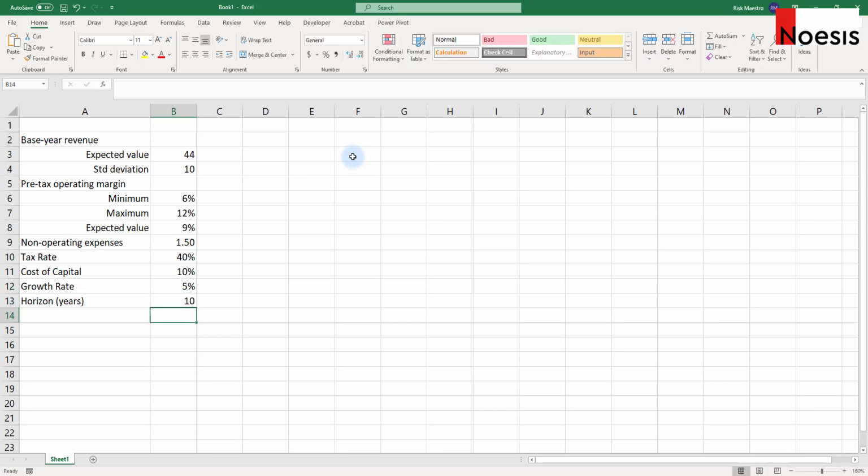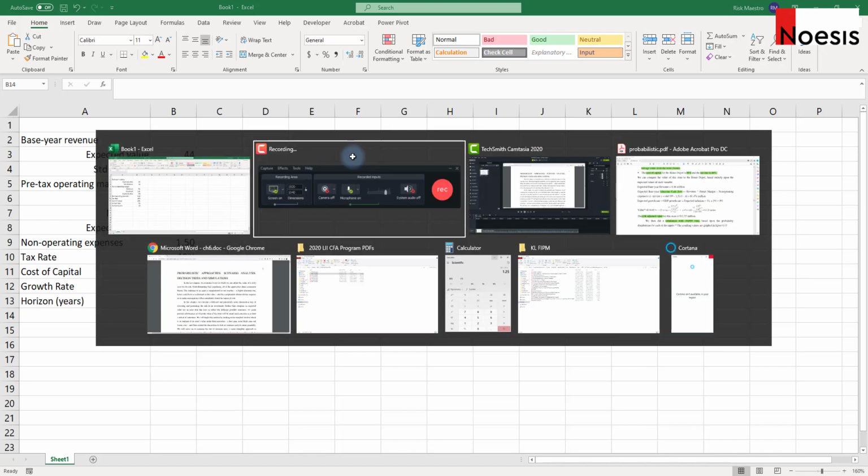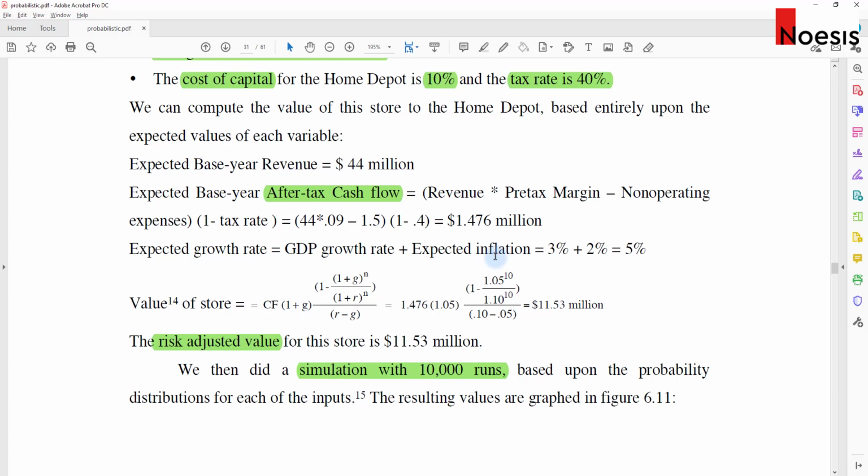So let's first calculate the expected value of the store, which is to replicate what is shown here, to get this 11.53 million. I'm not going to use the formula here because you can easily key this into your calculator, but I'm just going to show you how this can be done on the spreadsheet.